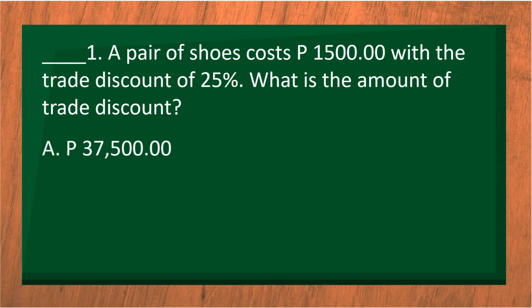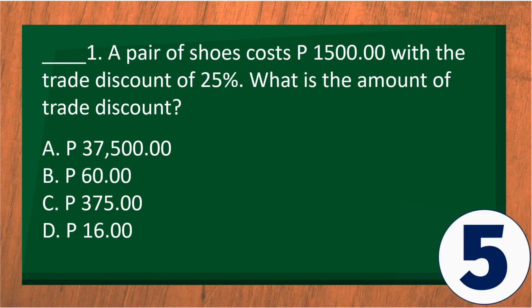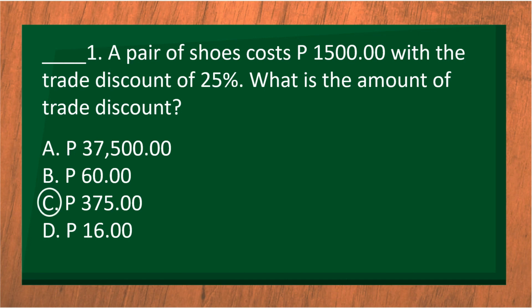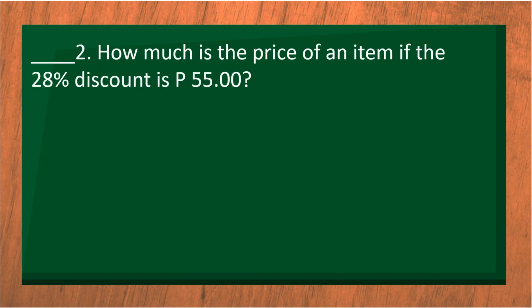A. 3,750 pesos. B. 60 pesos. Letter C. 375 pesos. And letter D. 16 pesos. The answer is letter C, 375 pesos. Number 2. How much is the price of an item if the 28% discount is 55 pesos?